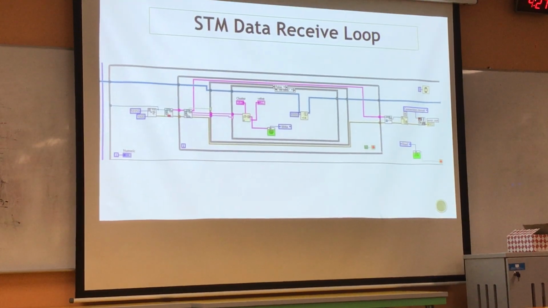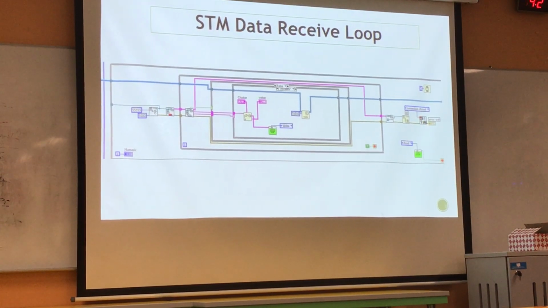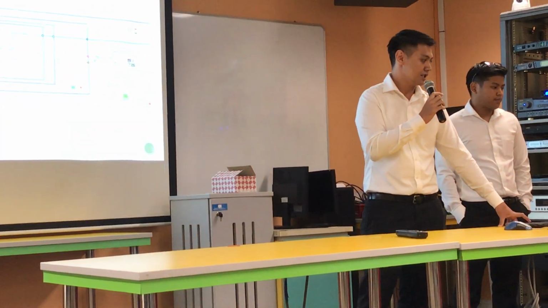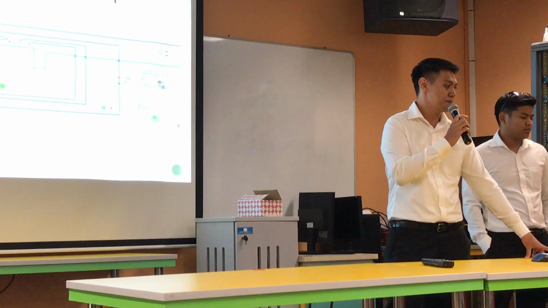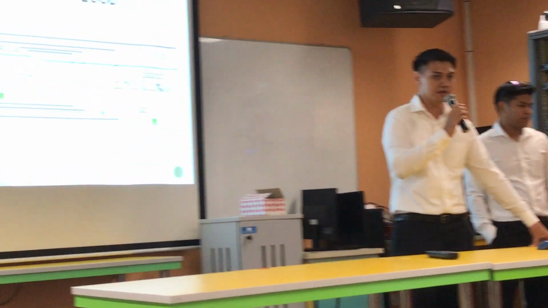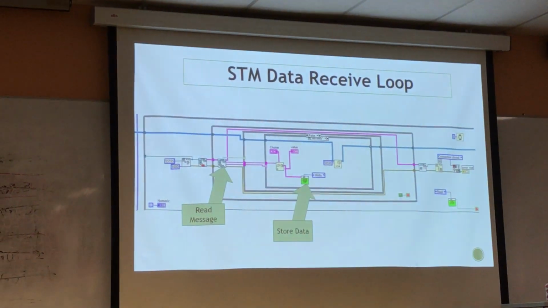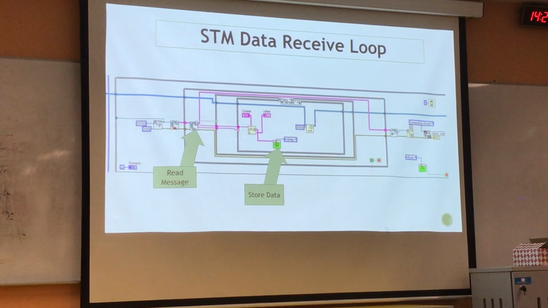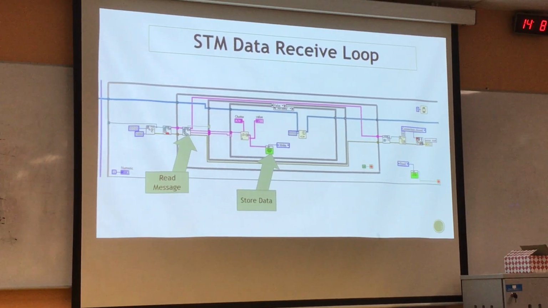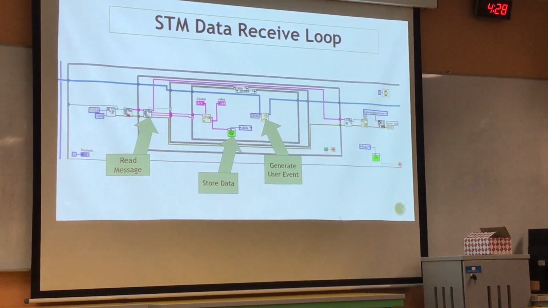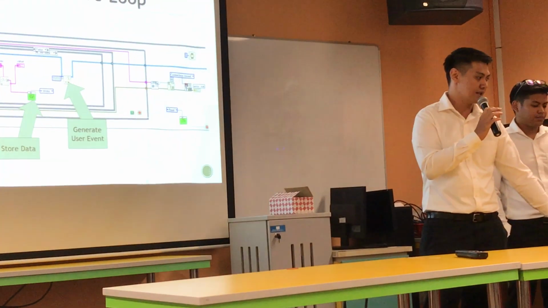And the STM data receive loop. This loop will receive data from the MyRIO every time a transaction happens on the cabinet. So this is the read message and write the metadata element to the case structure, and the case structure is named with the same name as the metadata, so that the data inside will go to the right destination. We have returned the data from string and stored the data in this action engine. And once it receives data, it will generate the user event.